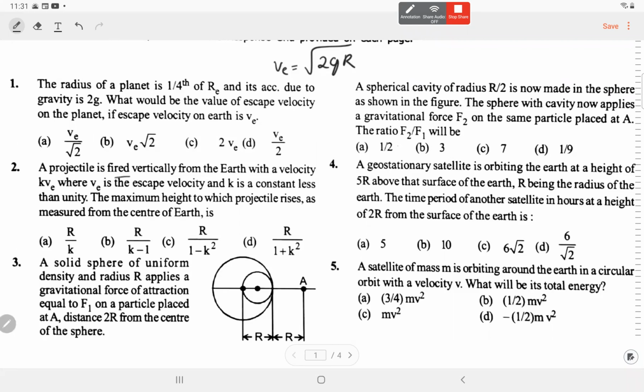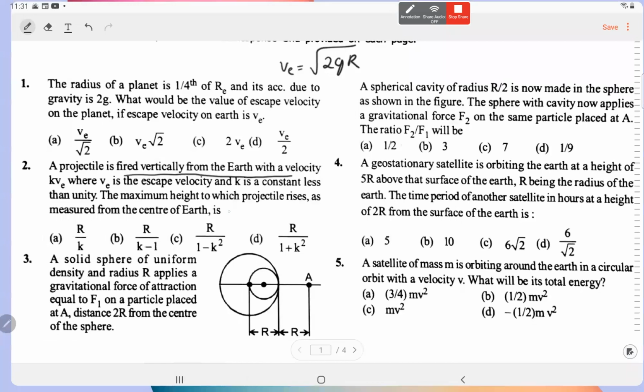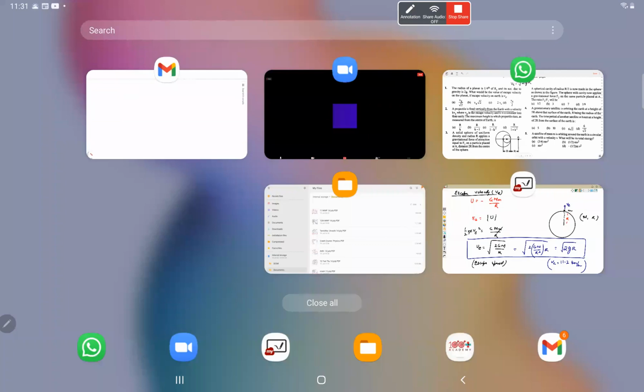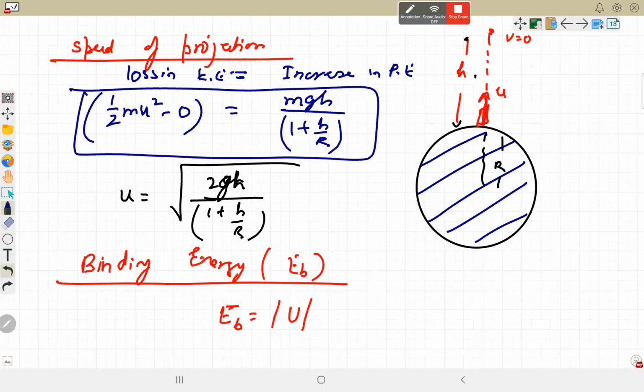A projectile is fired vertically from the earth with a velocity kv, where v is escape velocity and k is a constant less than unity. The maximum height to which the projectile rises, as measured from the center of earth. Now we have to measure from the center of earth, so we will use this method. The velocity is k times root of 2GM by R. In that question, the speed given is k times root 2gR. Calculate the value of h, but the distance has to be given from the center, so that will be R plus h.